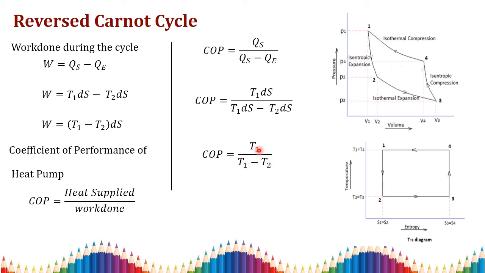This T1 is the higher temperature and T2 is the lower temperature. So T1 is TH, divided by TH minus TL. So from this reversed Carnot cycle, we can derive that for a refrigerator it is TL divided by TH minus TL, and for a heat pump it is TH divided by TH minus TL.